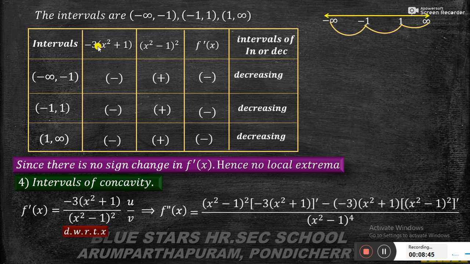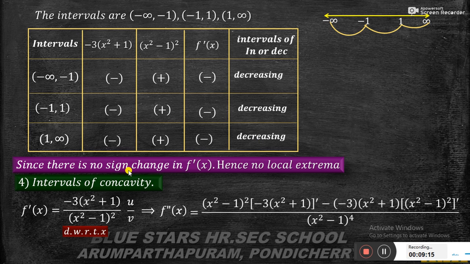So I substitute here: minus 3 into 2 square, 4 plus 1 is 5, 5 into minus 3 is minus 15. So minus. Next, 2 square 4 minus 1 is 3, 3 square 9. So the answer is plus 9. So I write the symbol plus, and the next, multiplying both the signs, that means minus into plus is minus, therefore decreasing, because f dash of x with the sign minus means decreasing.